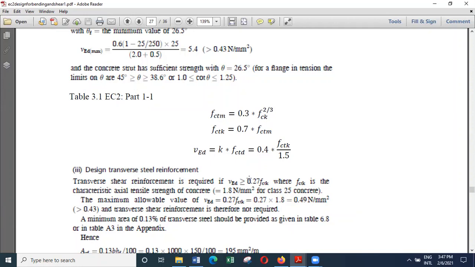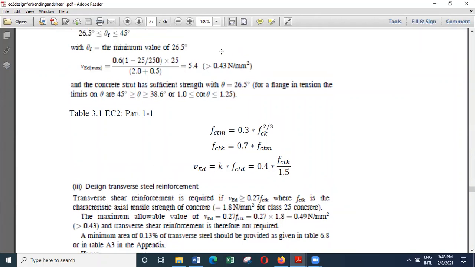Here you can see that value has been used. And FCTK is 1.8 for 25 megapascal concrete. 0.4 divided by 1.5 is 0.27. So VED is equal to 0.27 multiplied by 1.8, which gives a value of 0.486 or 0.49. So you can see the VED limiting value is 0.49.